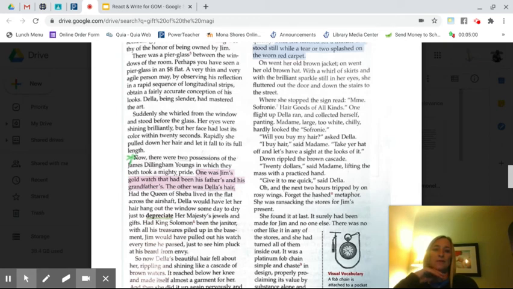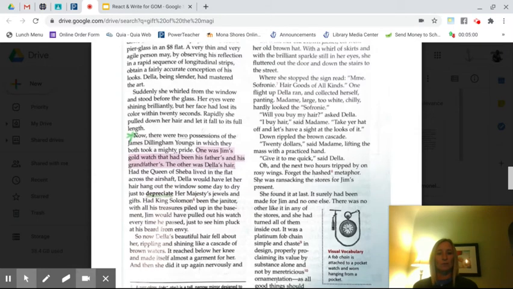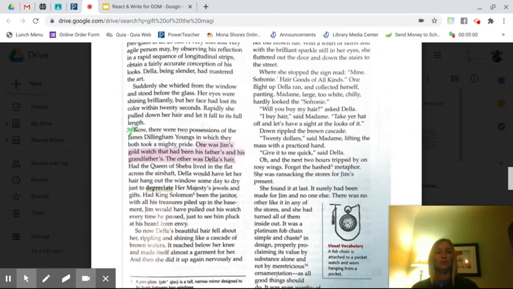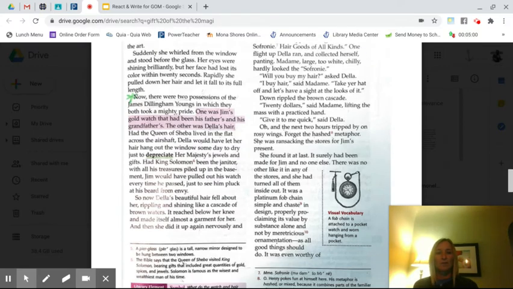Where she stopped, the sign read: "Mme. Sofronie. Hair Goods of All Kinds." One flight up Della ran, and collected herself, panting. Madame, large, too white, chilly, hardly looked the "Sofronie." "Will you buy my hair?" asked Della. "I buy hair," said Madame. "Take your hat off and let's have a sight at the looks of it." Down rippled the brown cascade. "Twenty dollars," said Madame, lifting the mass with a practiced hand. "Give it to me quick," said Della. Oh, and the next two hours tripped by on rosy wings. Forget the hashed metaphor. She was ransacking the stores for Jim's present. She found it at last.